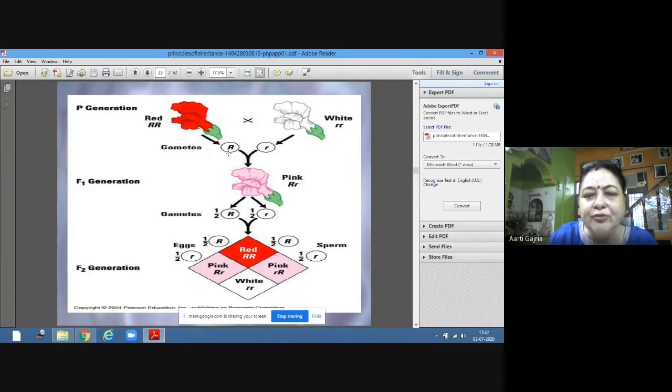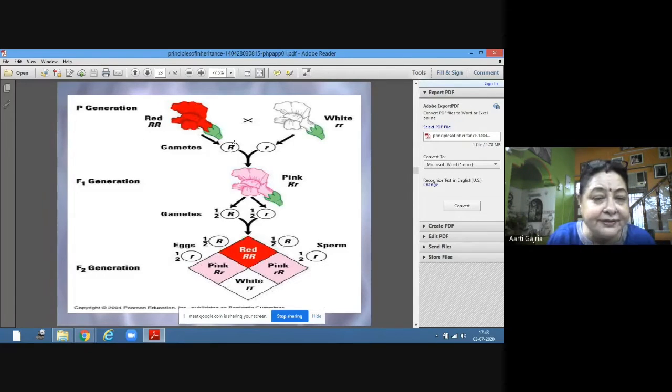So what would be the result when capital R and small r are mixed? Always R is expressing itself completely and small r is not expressing. So the F1 generation is completely showing the phenotypic character of capital R only. So all would be red if it is complete dominance. But here it is a different case.